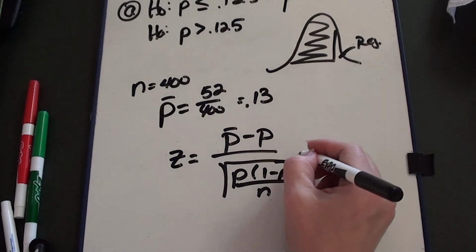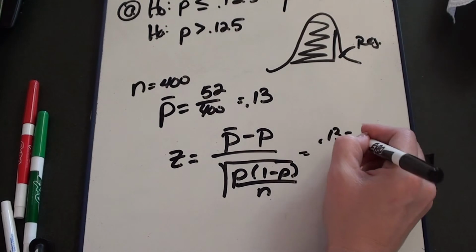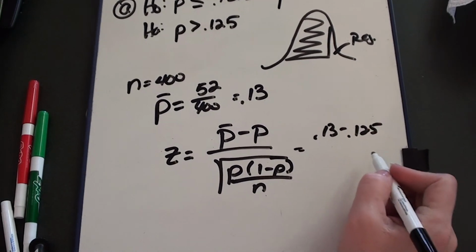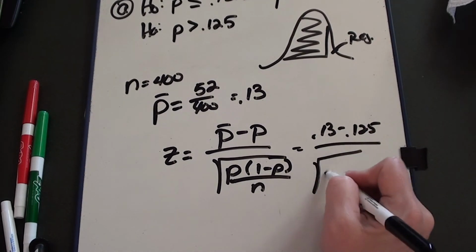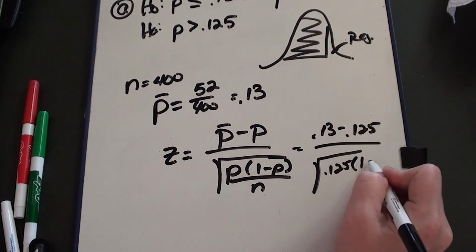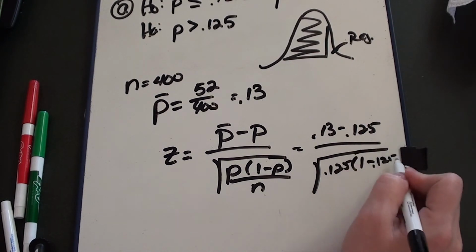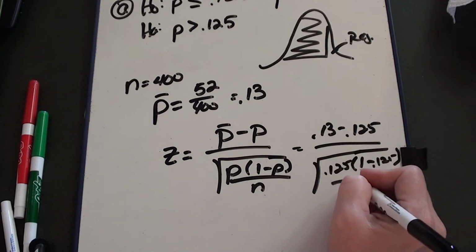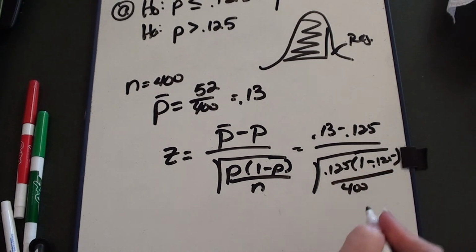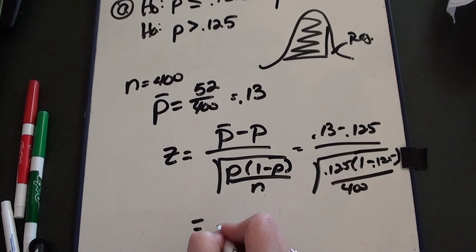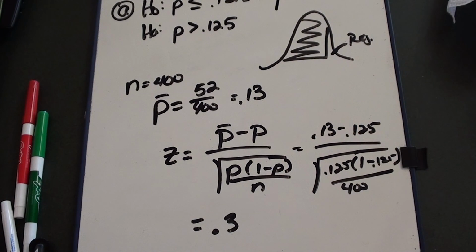Okay, so when we plug in our numbers, 0.13 minus 0.125 divided by the square root of 0.125 times 1 minus 0.125 divided by the sample size of 400. When you do the math on that, you get a z-value of 0.3. Okay, so now we need to turn that into a p-value, so I'm going to do that on the next video.